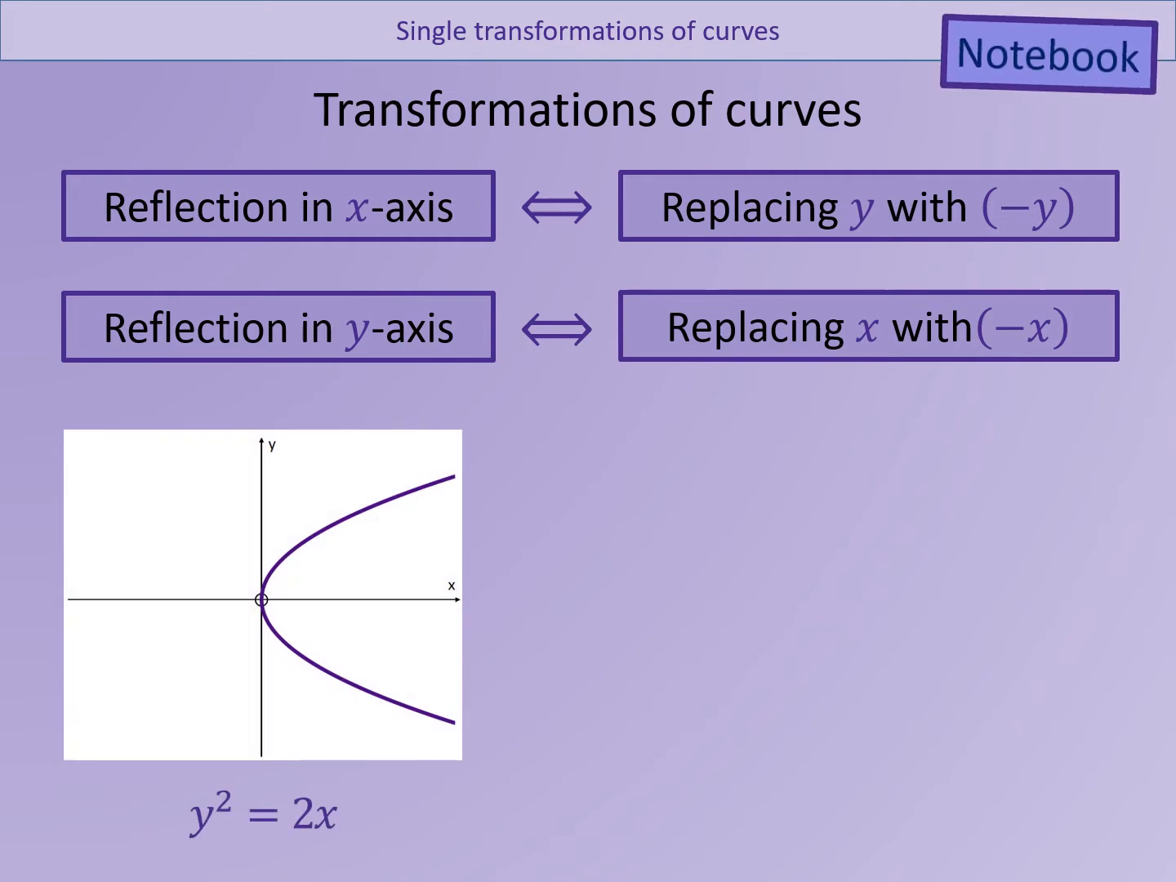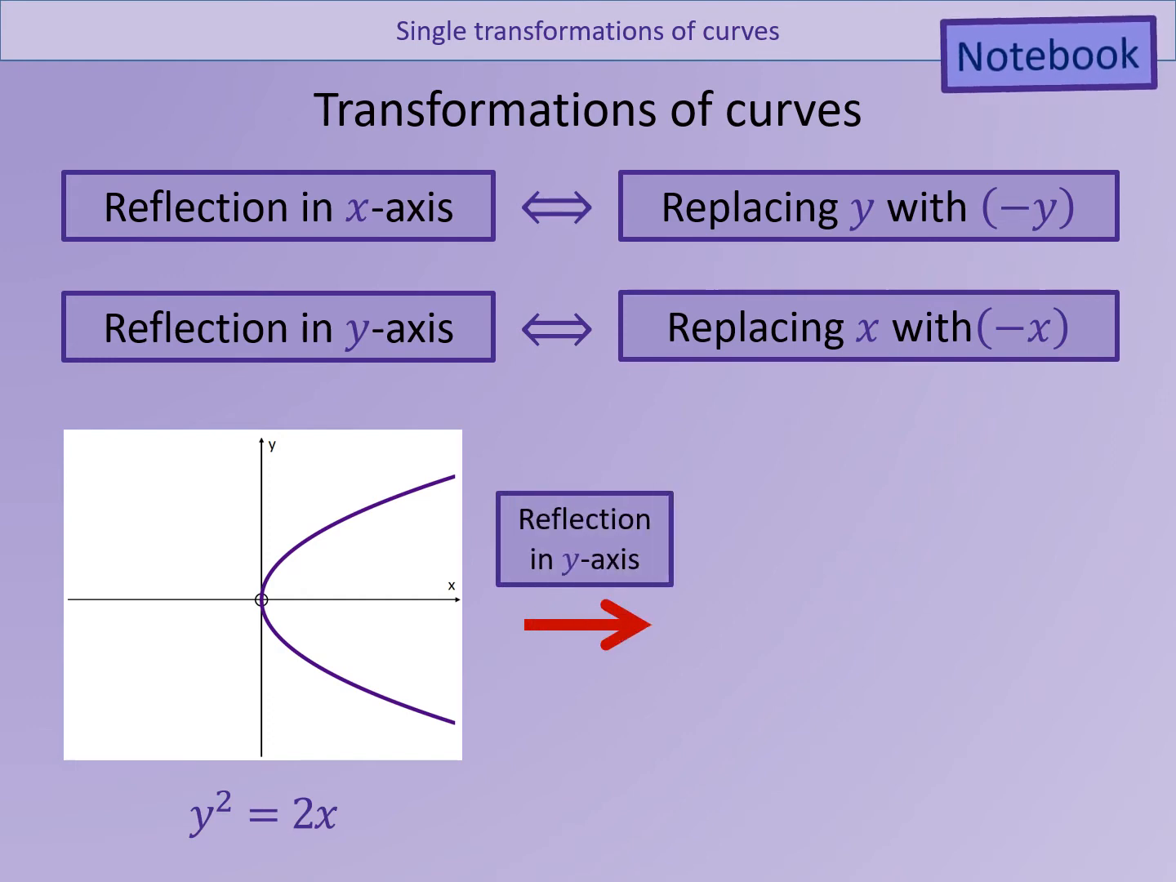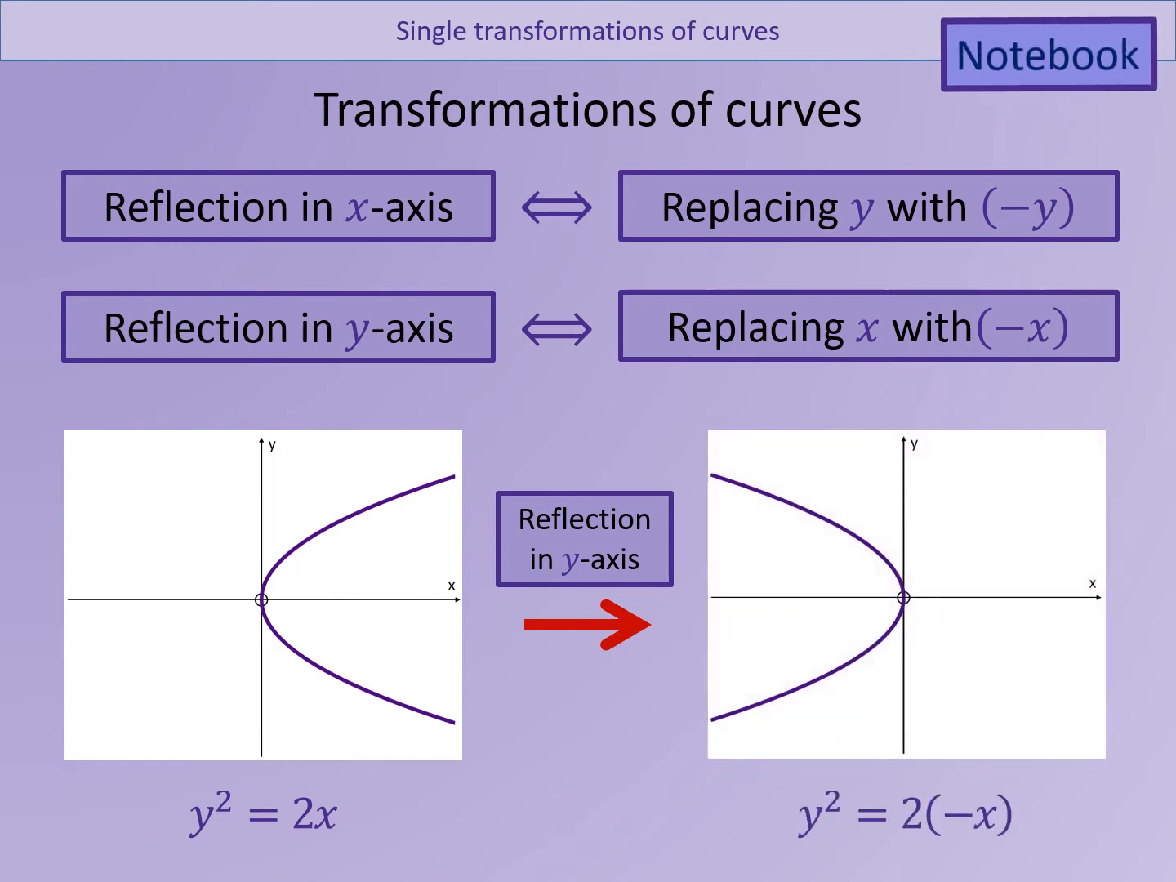So starting with the parabola y squared equals 2x, we can reflect it in the y-axis by replacing x with negative x, leading us to y squared equals negative 2x.